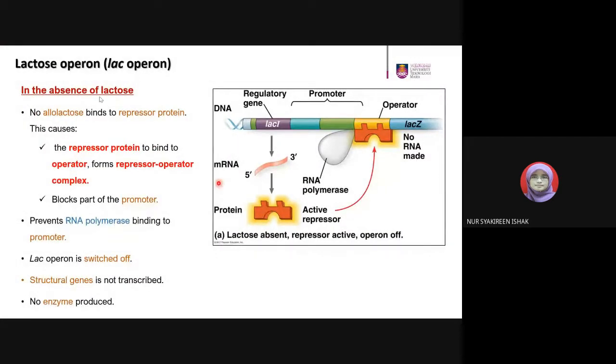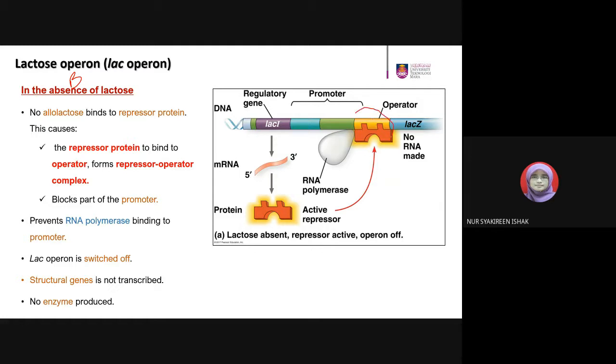Okay, so the next situation is the absence of lactose. There is no lactose. So in the absence of lactose, obviously there's no allolactose. When there's no allolactose, there will be no molecule to bind to the repressor protein lah. So repressor protein can happily bind to the operator. This causes the repressor protein to bind to the operator and form the repressor operator complex.